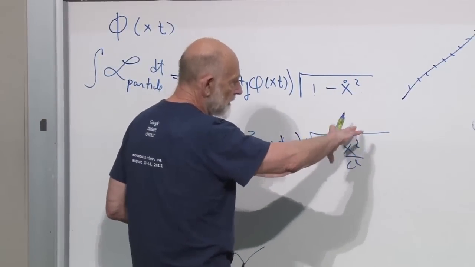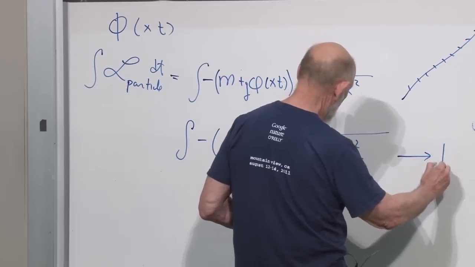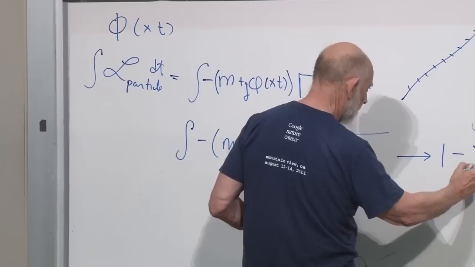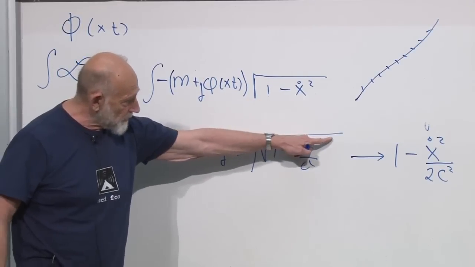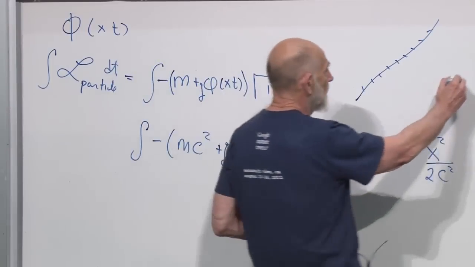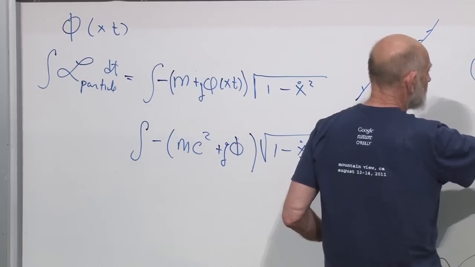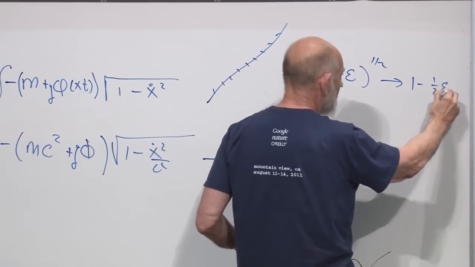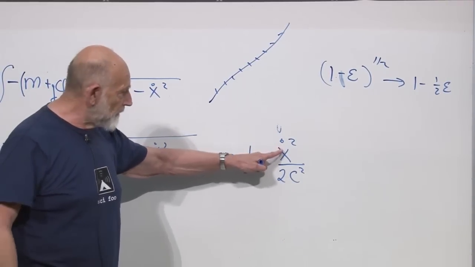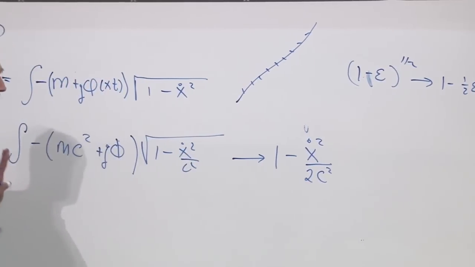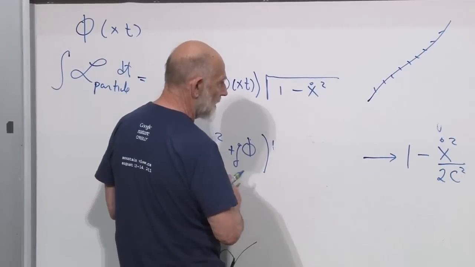1 minus a small number to the 1/2 power becomes 1 minus x dot squared over twice c squared. The twice comes, the 1/2 comes, because this is something to the 1/2 power. I'm using that 1 plus epsilon, or 1 minus epsilon in this case, to the power 1/2 is just 1 minus 1/2 epsilon, plus things which are really very much smaller, because they will involve higher powers of the ratio of the velocity to the velocity of light. So this is what we get, plus tiny, tiny things. Let's erase this and write 1 minus x dot squared.